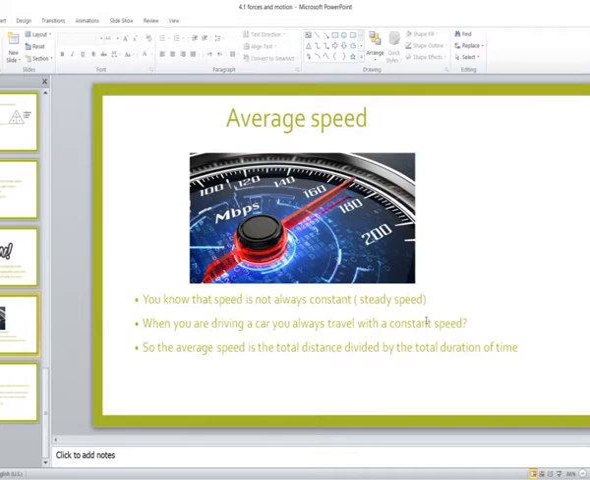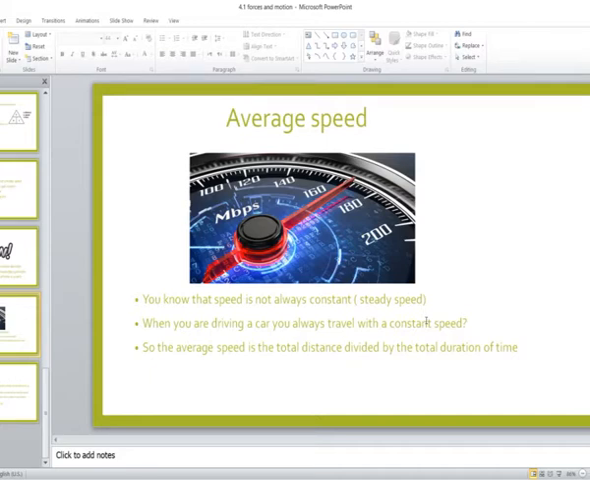The average speed is used if we have a journey divided into two parts. For example, I go from my home to the school, then I stay at the school at rest, then I go from the school to the market. If I'm going to use the normal formula, I must calculate two speeds: the speed between the home and the school, and the speed between the school and the market.